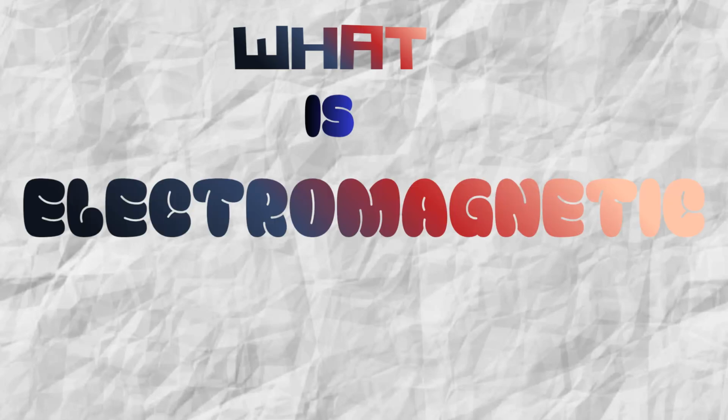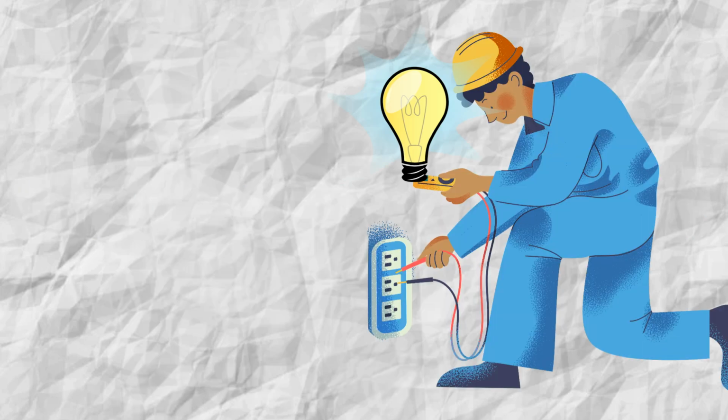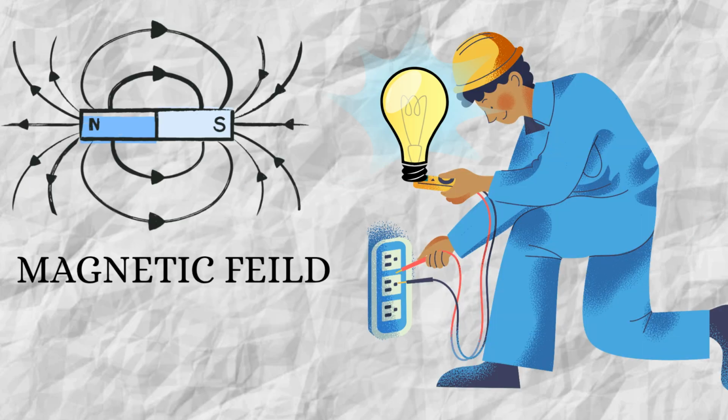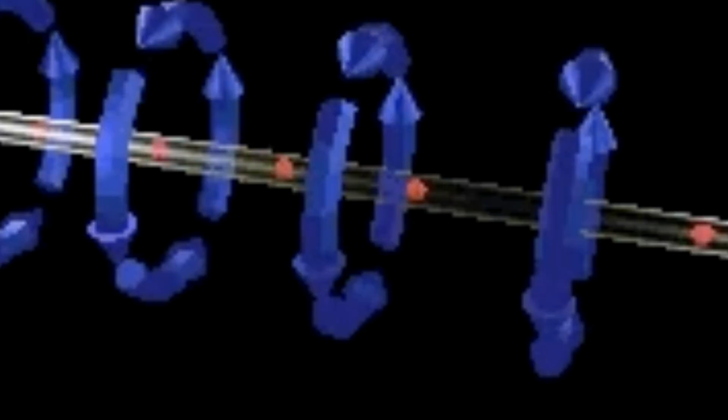What is electromagnetic induction? Electromagnetic induction is a process in which we generate electricity in a conductor using a magnetic field, or in other words, we induce it. This phenomenon was first explained by Joseph Henry, who stated that whenever charges move from one point to another point within a conductor, a magnetic field is produced around them.